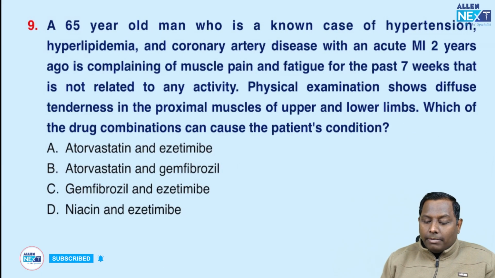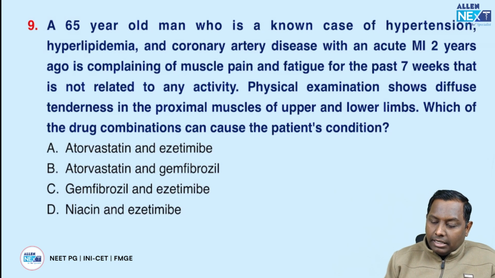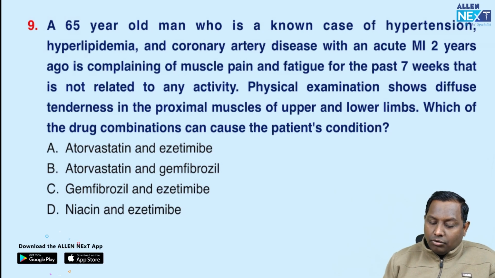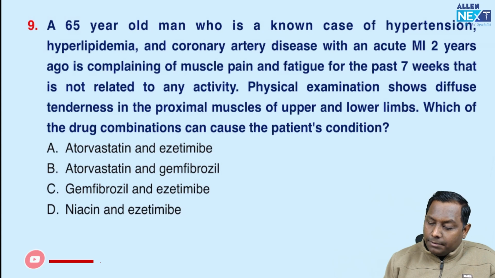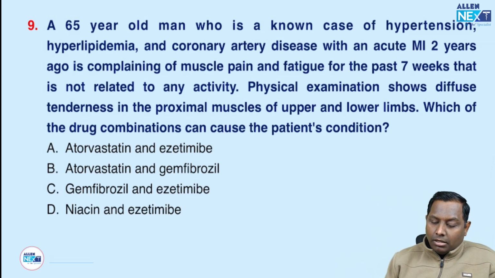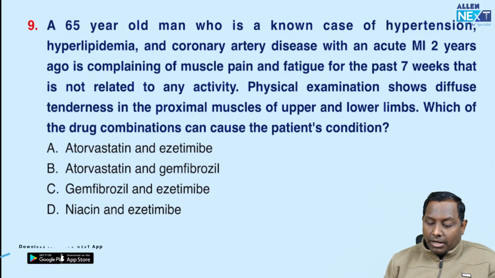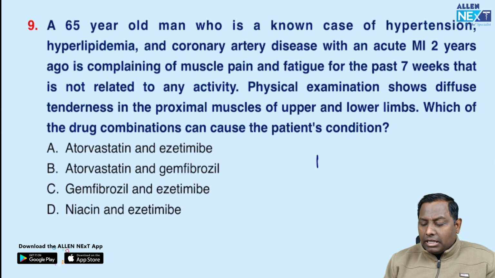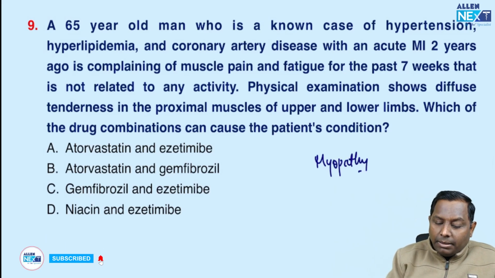A 65-year-old man is a known case of hypertension, hyperlipidemia, coronary artery disease, and an acute MI 2 years ago. He is complaining of muscle pain and fatigue for the past 7 weeks, and that is not related to any activity. Physical examination shows diffuse tenderness in the proximal muscles of the upper and lower limb. Which of the following drug combinations can cause this? So basically they are talking about myopathy. There is myopathy. He is taking multiple drugs.